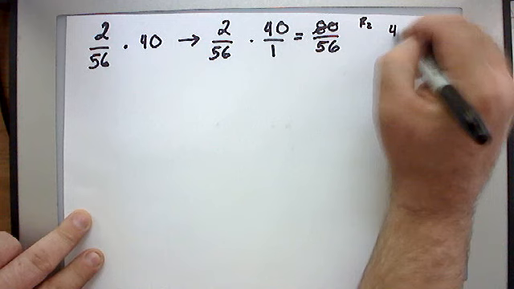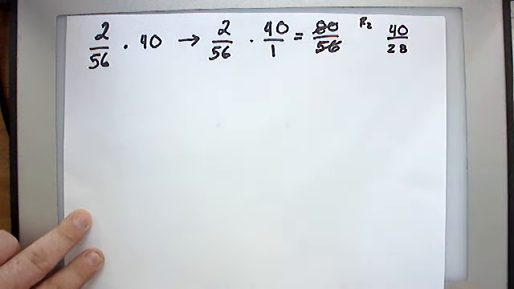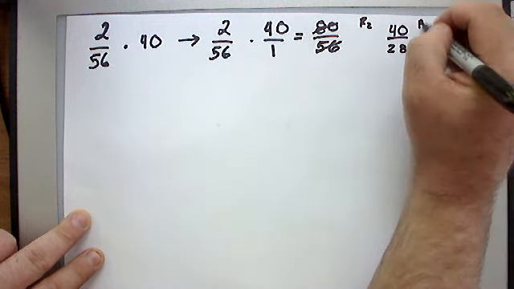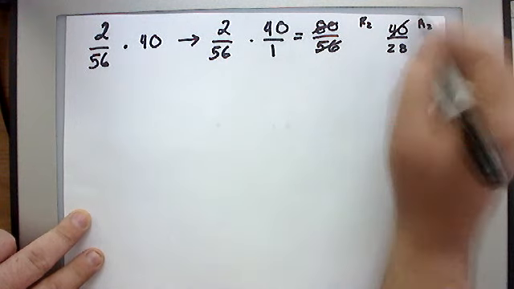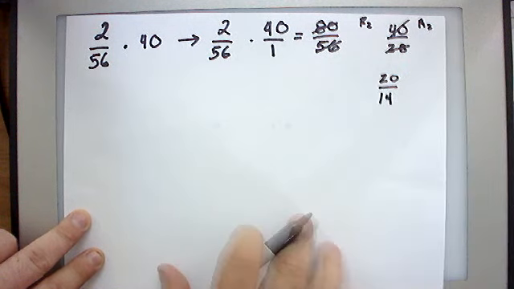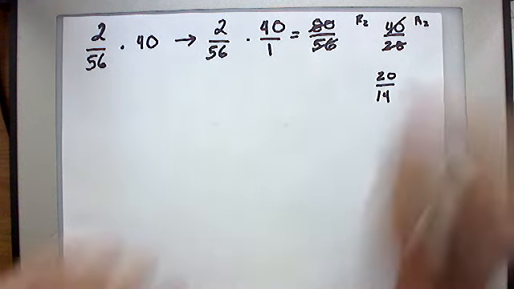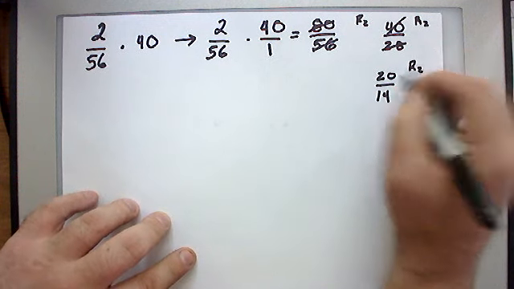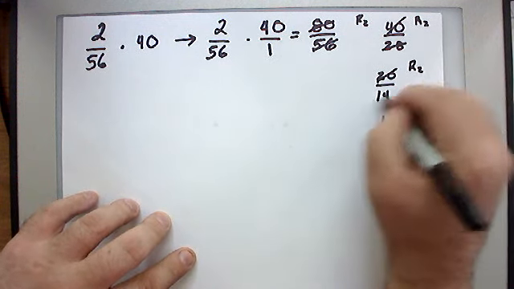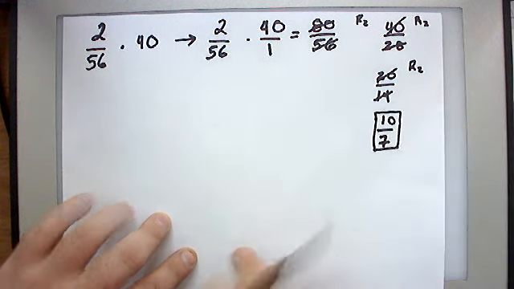2 goes into 80 40 times. 2 goes into 56 28 times, all right? Then you say, well, 40 and 28 are both even again, so I'm going to reduce by 2 one more time. 2 goes into 40 20 times. 2 goes into 28 14 times. And this is the problem with reducing at the end, it can just go on and on and on. And we're going to finish it up here very shortly when we reduce maybe by 2 again. 2 goes into 20 10 times. 2 goes into 14 7 times. So ultimately, we came out with 10 over 7 as our final answer there.